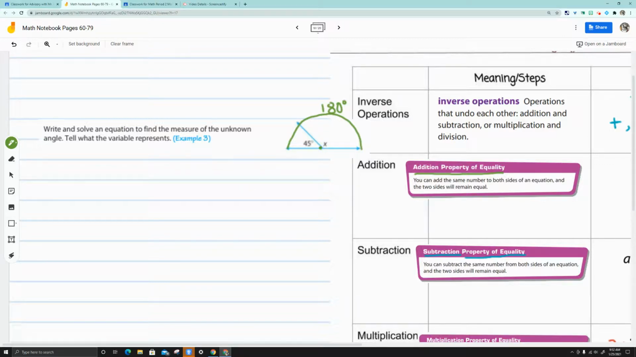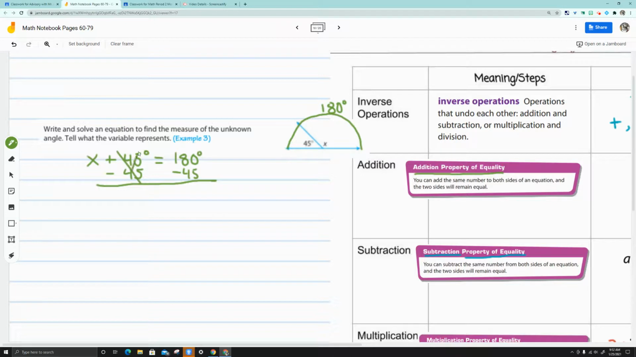So if I was to make this as an equation, I could write down, I'll still use green, x is our variable. X is the angle we are missing, plus 45 degrees equals 180 degrees. The total. So I see an addition operation here. Of course, I'm going to have to use the inverse of that to get rid of this 45 degrees. So subtract 45 degrees from both sides.